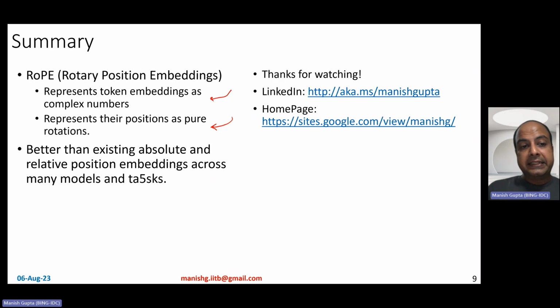Okay, it has been shown to be better than existing absolute and relative position embedding methods across several models and several tasks. Not just the ones that I showed to you, but also after that, several people basically have used rotary position embeddings. In some ways, it has become standard in today's world.